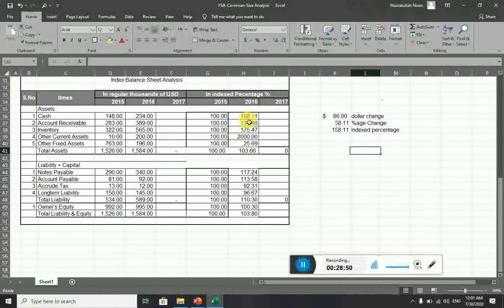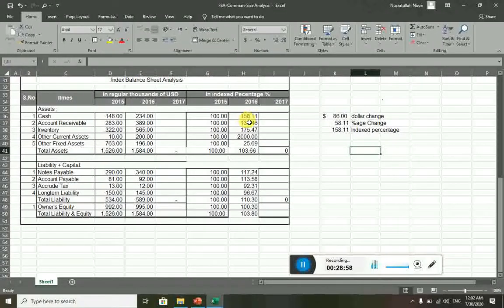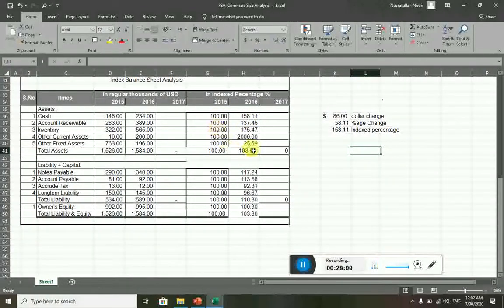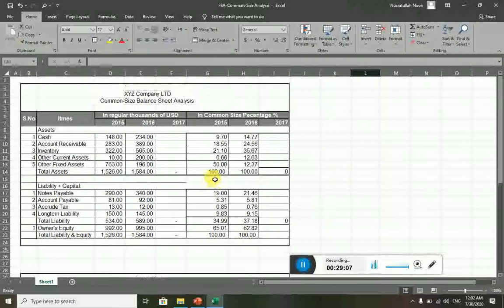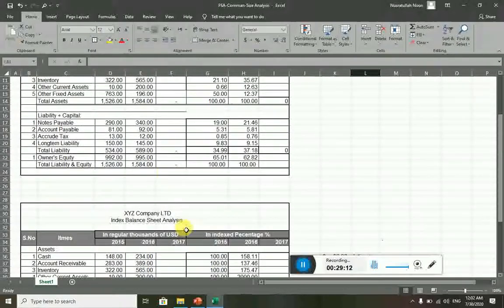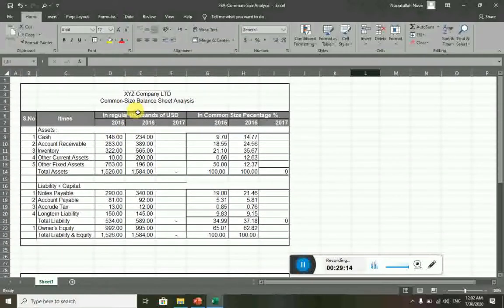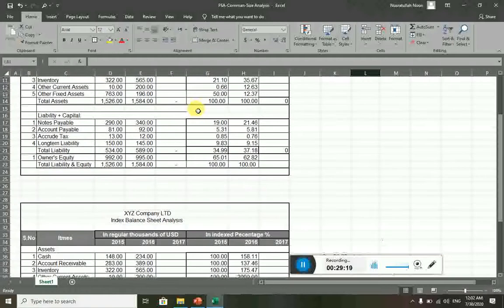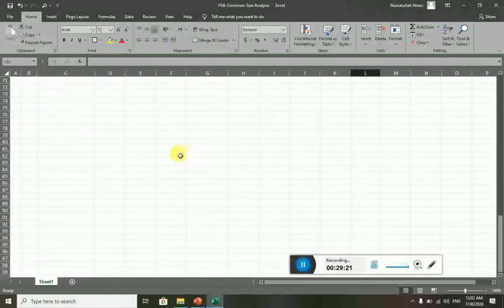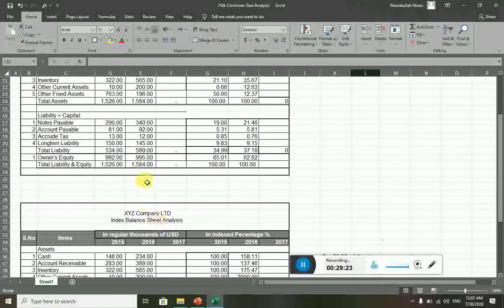Current year divided by base year multiplied by current year minus base year divided by base year multiplied by 100 plus index 100. That's the formula used in order to prepare an indexed income statement. You are required to populate for 2017 and then also prepare the same analysis using the income statement, do a common size analysis as well as an index analysis, and get back to me if you have any questions, right?